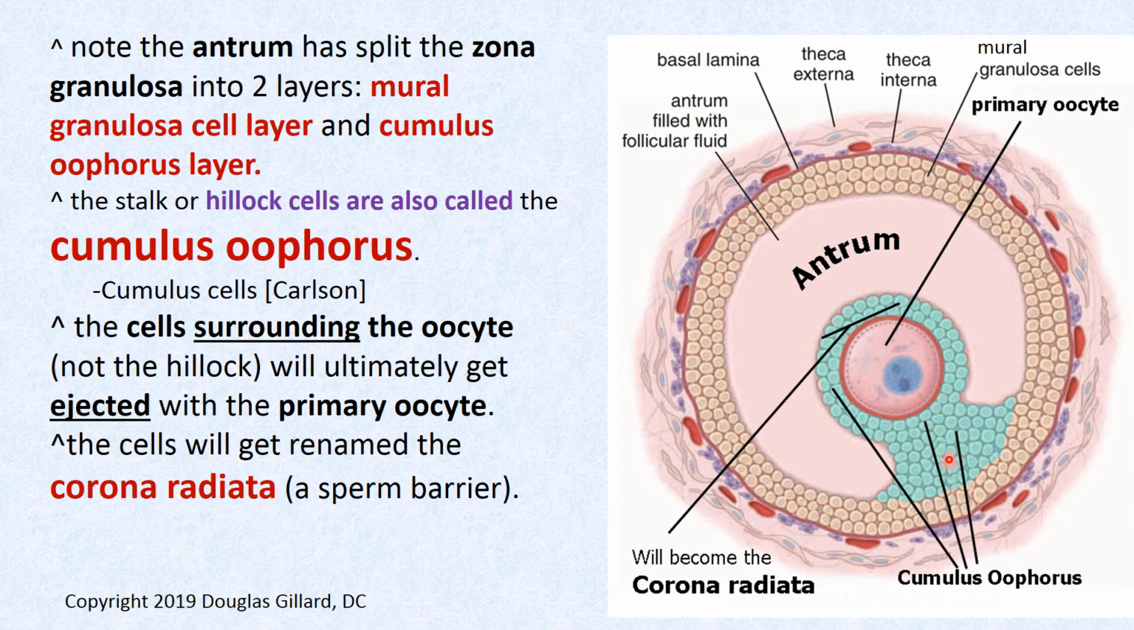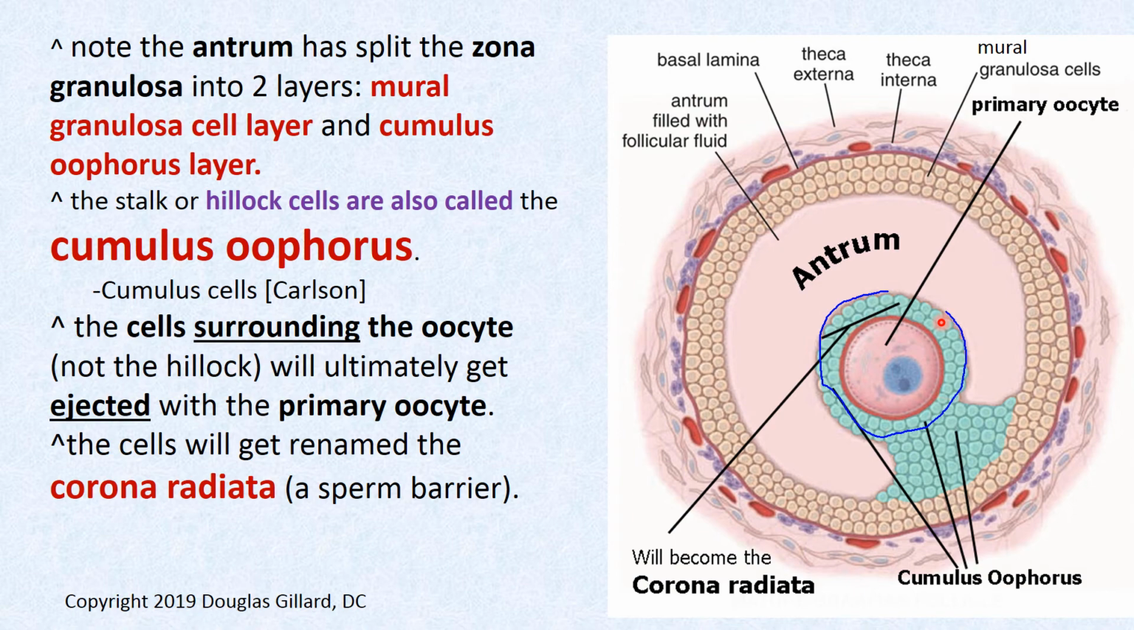But nevertheless, some authors say the cumulus oophorus is just this hillock, and they use the word hillock, so they want you to use that. But this is what they're talking about. Other authors, like Carlson, say all of this tissue that I highlighted in blue, all of this tissue is the cumulus oophorus, and that's what we're going to go through. When this oocyte is, let's say this is the champion who wins the race, when this one gets kicked out to the outside of the ovary, it doesn't take everything with it. It only takes this with it.